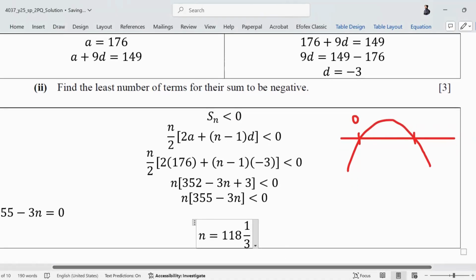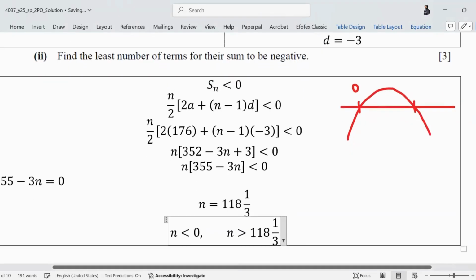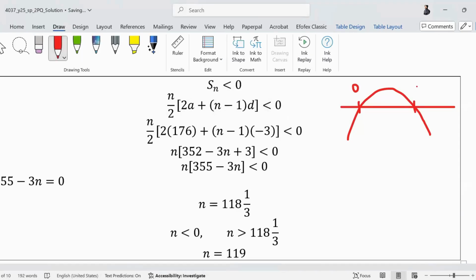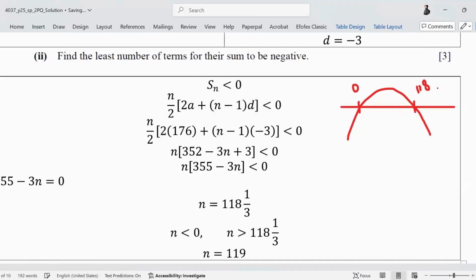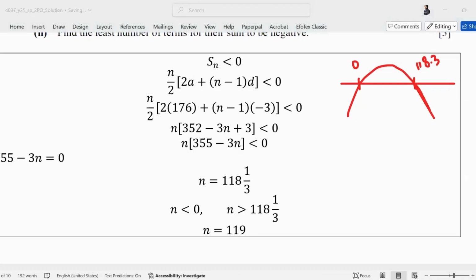So n has to be less than 0, which it can't be, or n has to be greater than 118 1 upon 3. So the smallest value of n is 119. This is 118.3. So n is negative. The entire thing is negative over here. The value of n is greater than 118 1 upon 3. And the smallest value of n, which has to be a positive integer because it is the number of terms, will be 119.